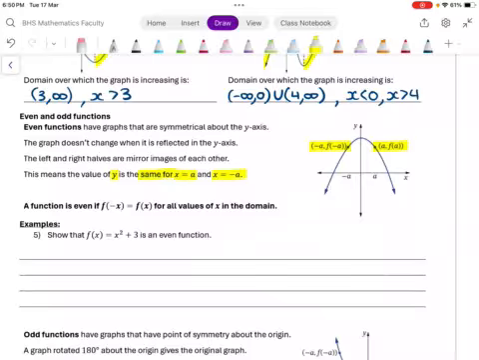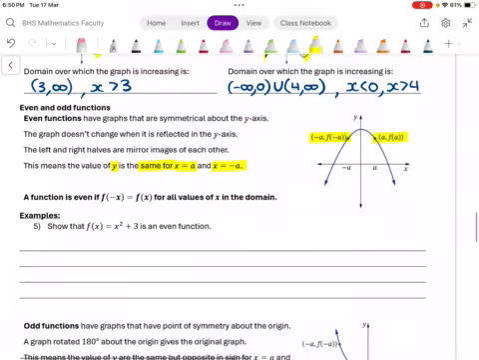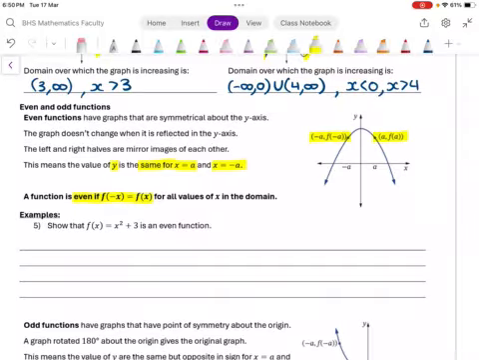So if we were to fold our graph in half about our y-axis, it would be a mirror image of itself. Now, a function is even if f of negative x is equal to f of x for all values of x in the domain. This is very important as we use this for our proof. So what we want to do is show that f of x equals x squared plus 3 is an even function. How we do this is we find f of negative x first.